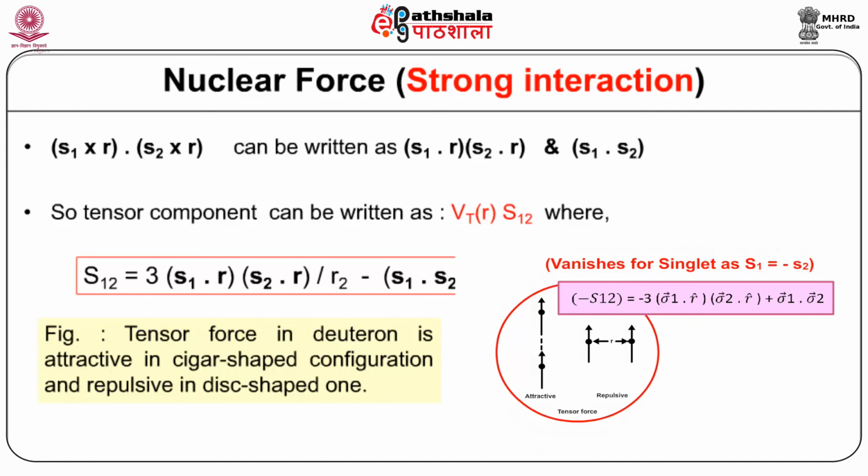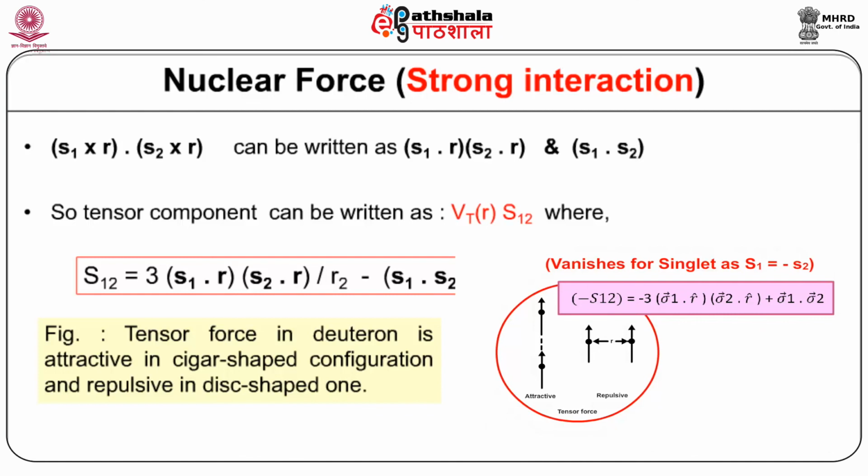Now this non-central component, which is the tensor component, vanishes for the singlet as S1 is equal to minus S2. Remember that we are still discussing the components of nuclear interaction on the basis of the deuteron. In this case, we have one neutron and one proton. So S1 is equal to minus S2, and for the singlet term, S12 is equal to 0.